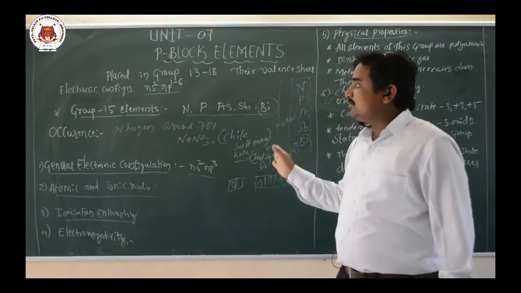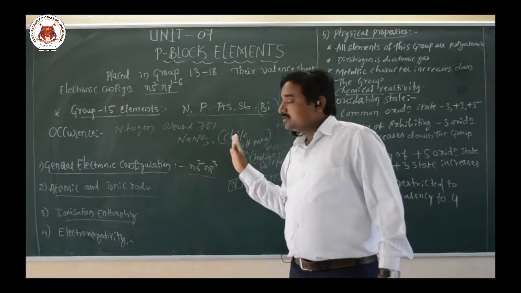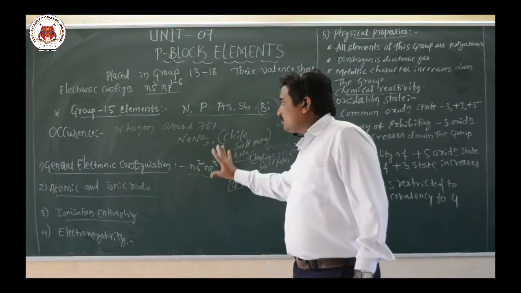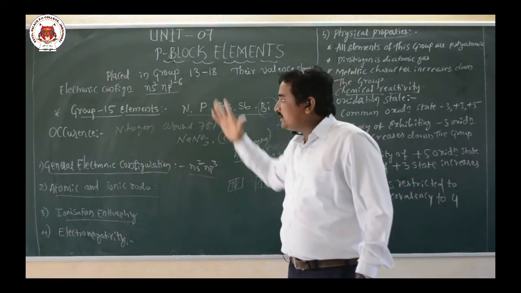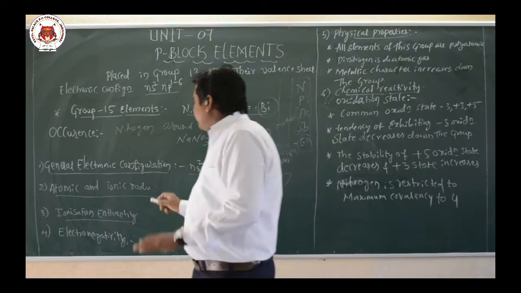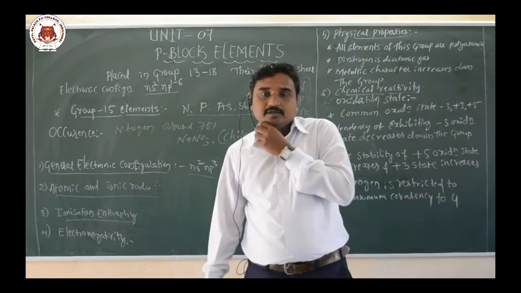Okay, so this is about the general electronic configuration. This is a stable electronic configuration, especially for group number 15 elements. And I will move on to the next general property, that is atomic and ionic radii.